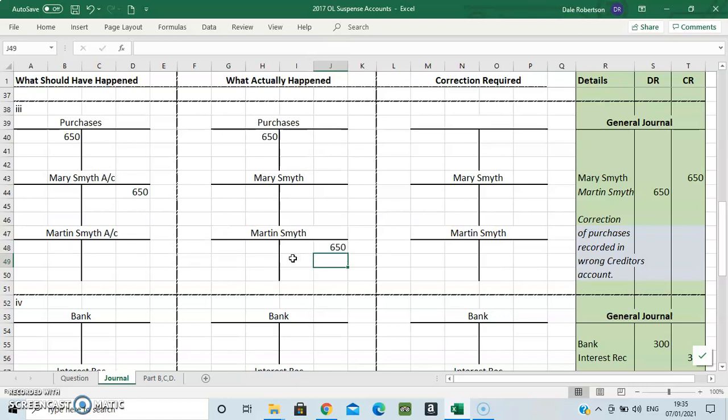This guy, we did not buy anything off him, so we should not owe him 650. So how do we correct this? Well, you're going to cancel that 650 from Martin Smith because we don't owe him anything. We wish to bring his account back to zero. And instead, we're going to put 650 up here to Mary's account because we do owe her 650. You don't need to change purchases because purchases was right. It was correct all along. And that is a credit of 650 in Mary's account and a debit of 650 in Martin's account, and that is a correction of purchases recorded in the wrong creditor's account.